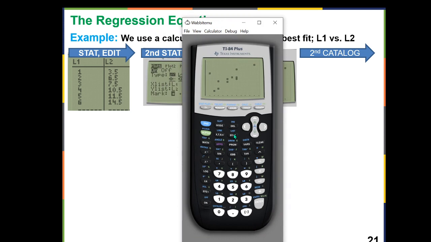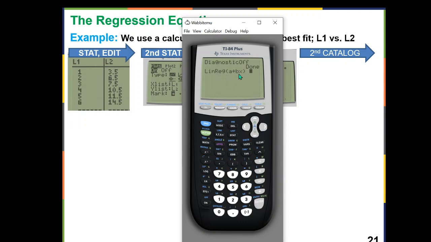Now, if I go to stat, calculate, and then go to number 8, you see number 4 says linear regression, ax plus b. Number 8 says a plus bx. So in algebra we use that. In statistics we would rather use this one. So it's okay if you use that one, but you have to make sure you know a here is the slope and b is the y-intercept. Here a is the y-intercept, b is the slope. Okay, so let's pick that one.